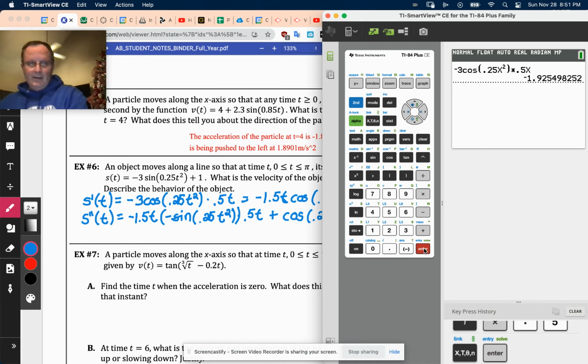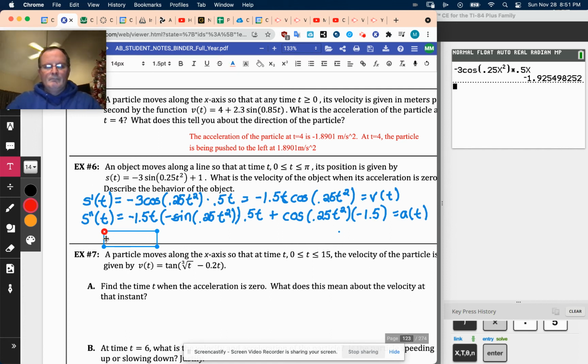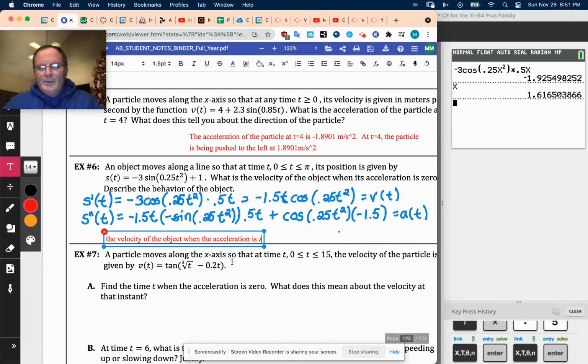So the velocity of the object when the acceleration is 0 occurs when t equals 1.6165 of the object, and is negative 1.92.